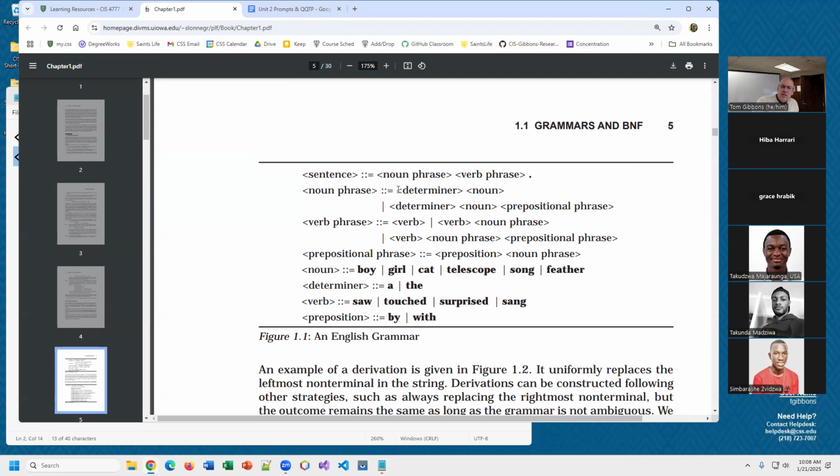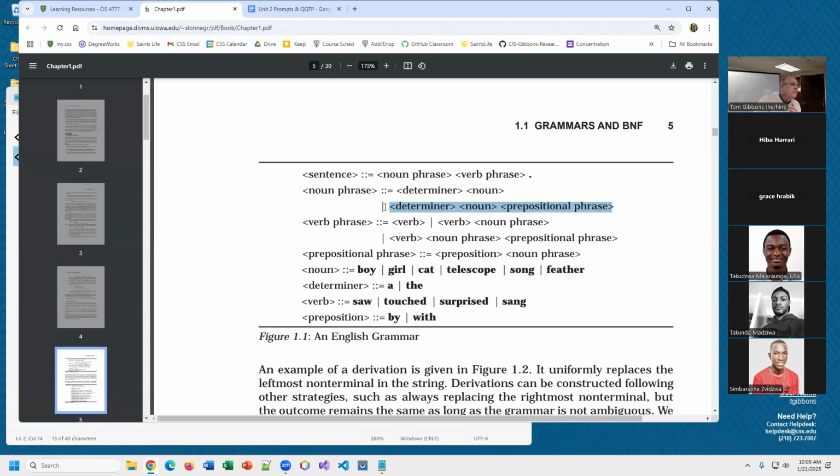Now this is a little more complicated. In this place, we have an or symbol here. This is a new symbol: a vertical line is for or. So this means a noun phrase can be either a determiner and noun, or a determiner, noun, and prepositional phrase. So you can choose between these.